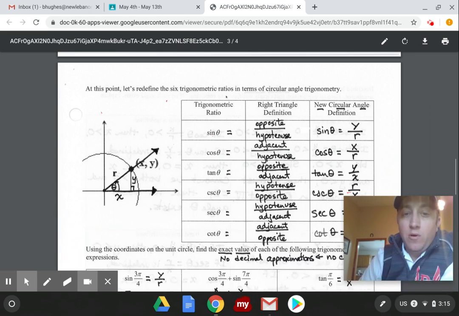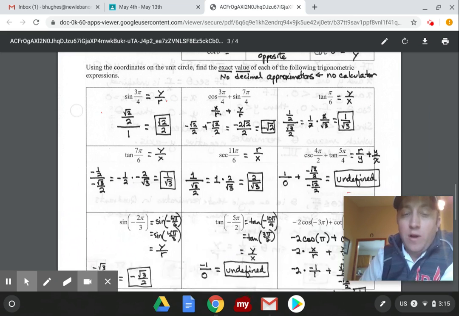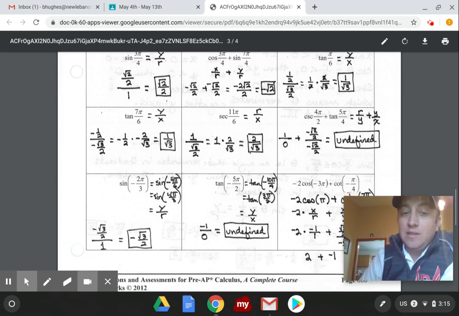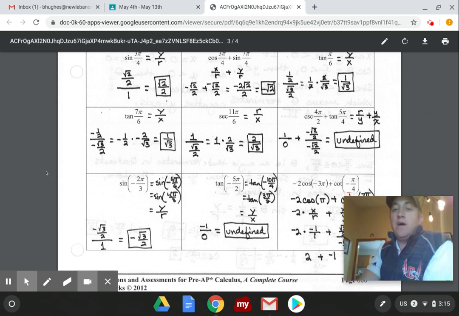If I want to know cosine of 3 pi over 4, I go to 3 pi over 4, and I'm looking at the x value. That's negative square root of 2 over 2. Sine of 7 pi over 4. Go to 7 pi over 4. What's the y value? Negative square root of 2 over 2. And then you're just adding fractions together. So that's really all we are doing with any of these answers: go to that particular radian measure and then evaluate it, whether it's going to be the x or y value.